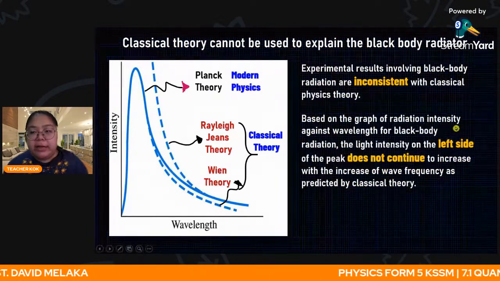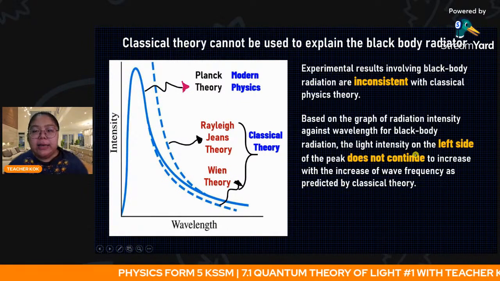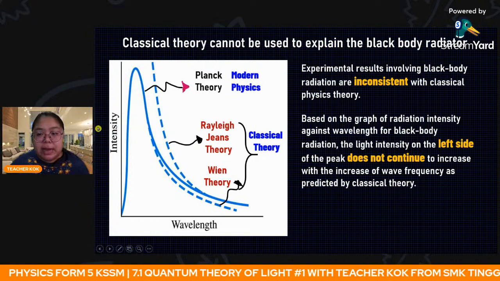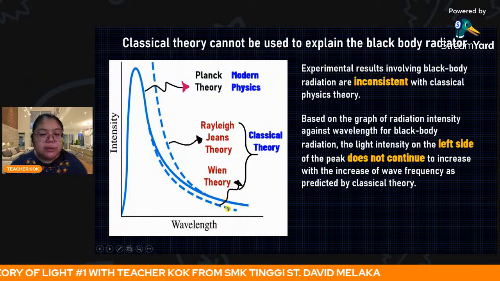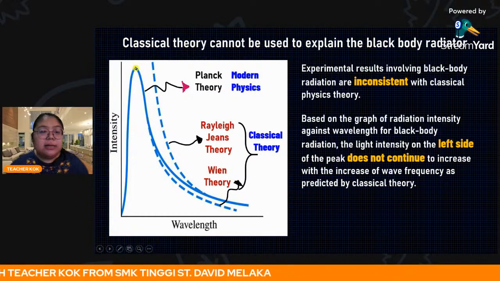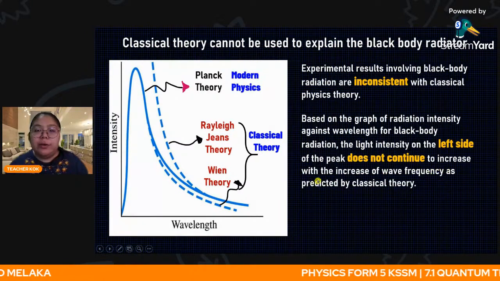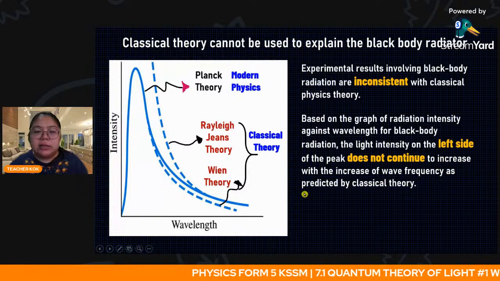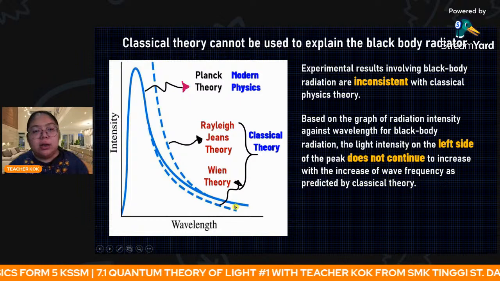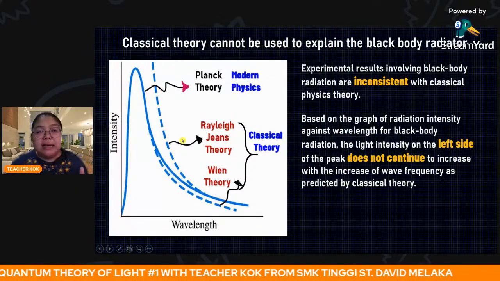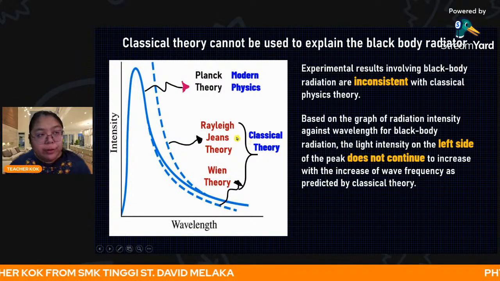Based on the graph of radiation intensity against wavelength for the black body, the light intensity on the left side of the peak does not continue to increase. You see, in this experiment part, they find that the light intensity does not continue to increase with the increase of the wave frequency, as predicted by the classical theory. The classical theory says when the frequency keeps increasing, light intensity must increase. This one is the classical theory by Rayleigh.